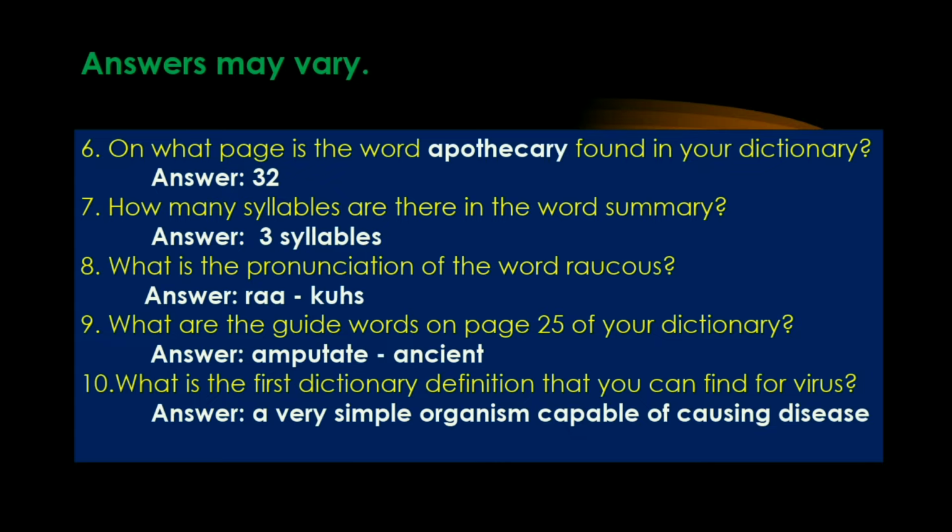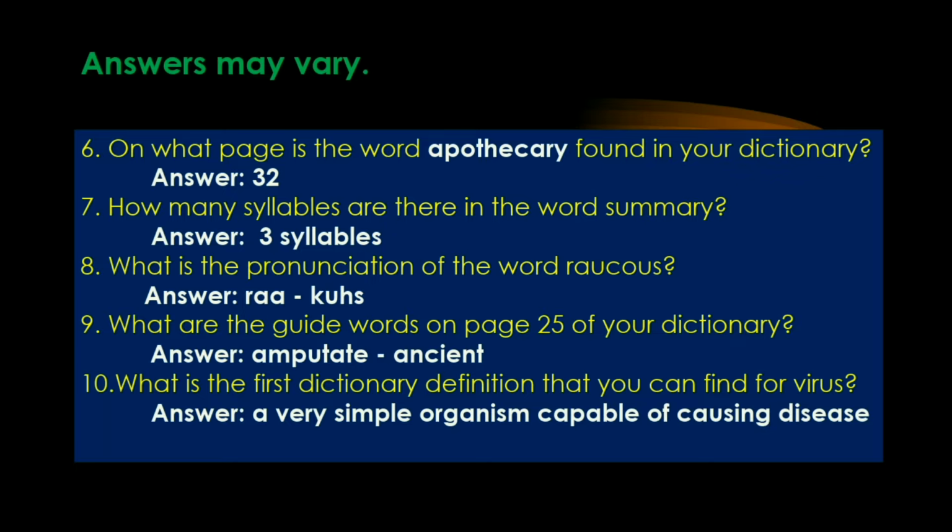For number 6, on what page is the word apothecary found in your dictionary? In my dictionary, it is found on page 32. Number 7, how many syllables are there in the word summary? Sum-ma-ry. So how many syllables? It's 3 syllables. We should have the same answer here. Number 8, what is the pronunciation of the word raucous? Here's the pronunciation according to my dictionary. Raucous. Number 9, what are the guide words on page 25 of your dictionary? Page 25 has amputate and ancient. Did you get it? And number 10, what is the first dictionary definition that you can find for the word virus? In my dictionary, it means a very simple organism capable of causing disease.